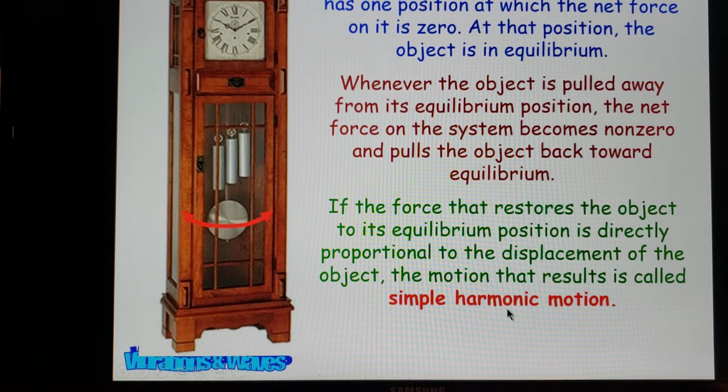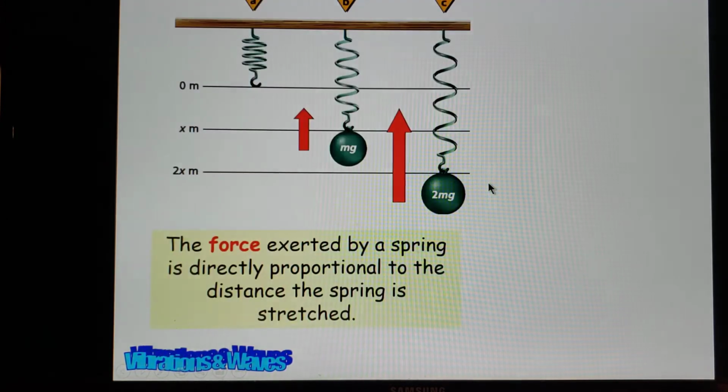Harmonic because it repeats itself, and we talk about objects at equilibrium. The kid at the bottom of the swing would be in equilibrium. The kid at the top would be the position of maximum energy and maximum displacement from the equilibrium.